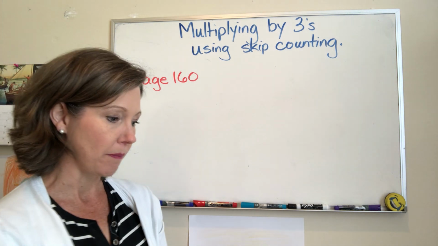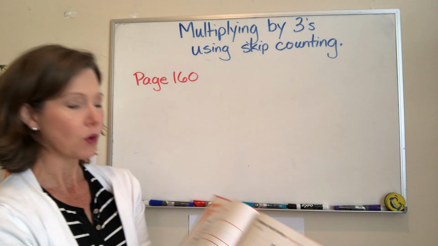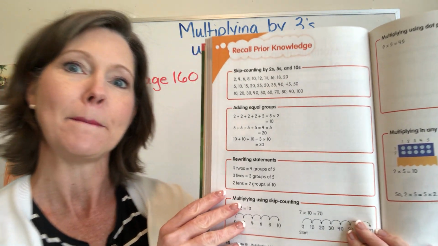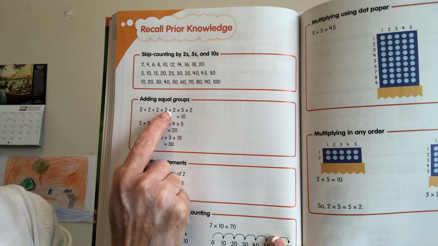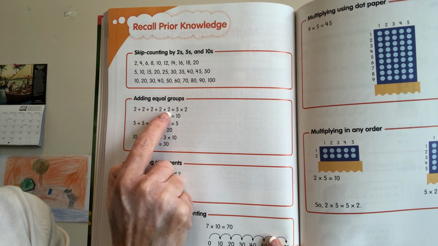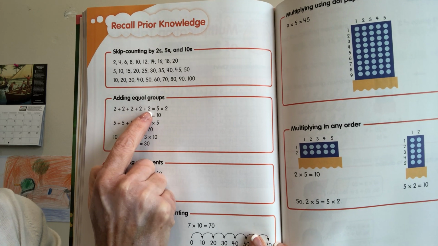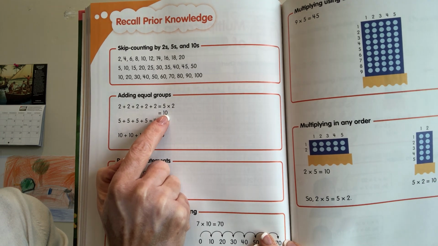If you'll stay there on page 160, the second box you see there, when we're multiplying, it's the faster way to add the same number over and over again. Notice if you have 2 plus 2 plus 2 plus 2 plus 2, well, you're adding twos how many times? 1, 2, 3, 4, 5 times. So you have 5 sets of twos. So 5 groups of 2 gives you 10.